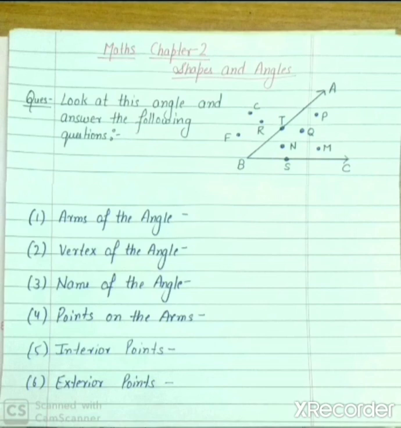First question is arms of the angle. As we have already learnt about angles in our previous classes, what is an angle? An angle is formed by two rays which share a common endpoint. So here two rays are AB and BC, and these two rays are sharing a common endpoint that is called B. So here an angle is formed. This is the angle. Okay.